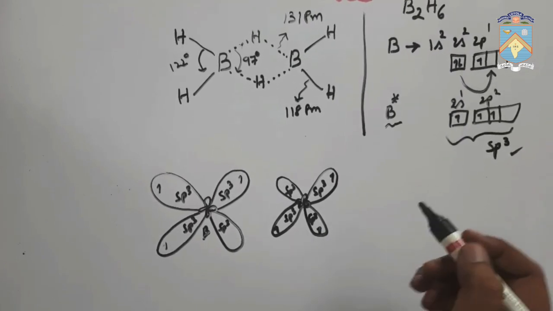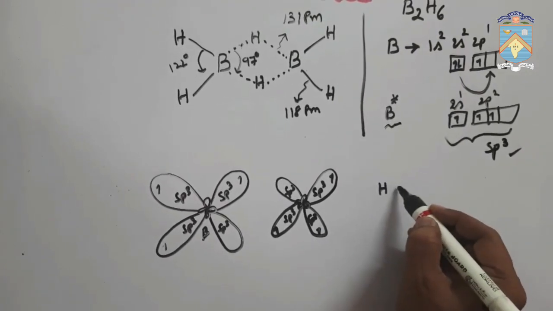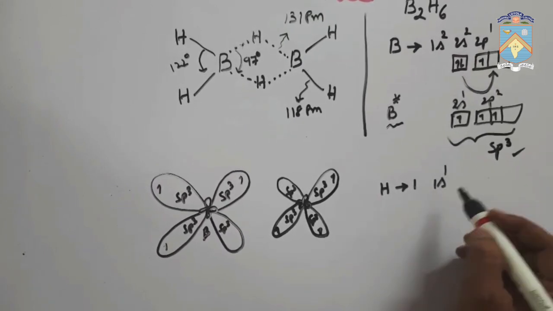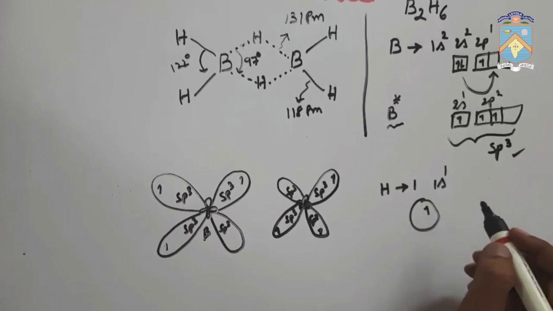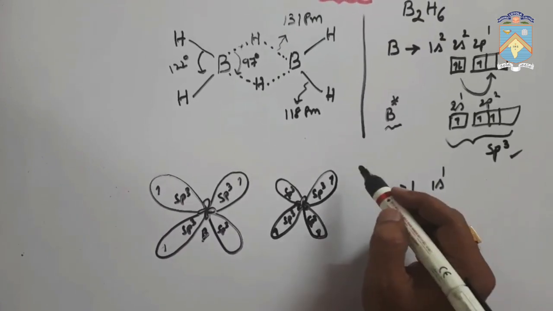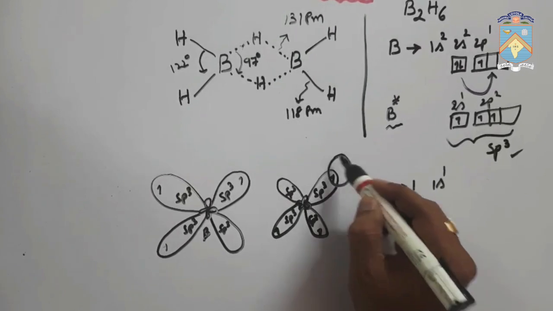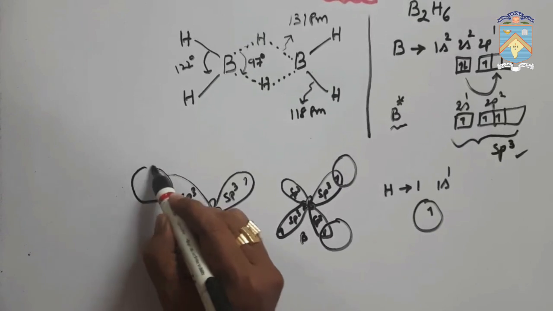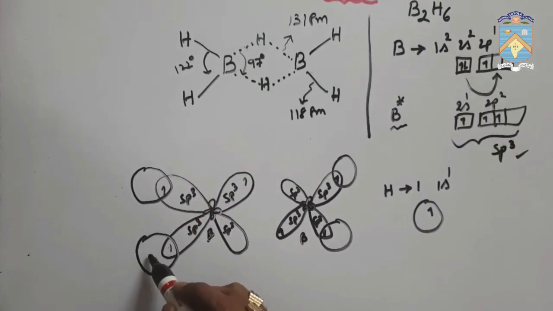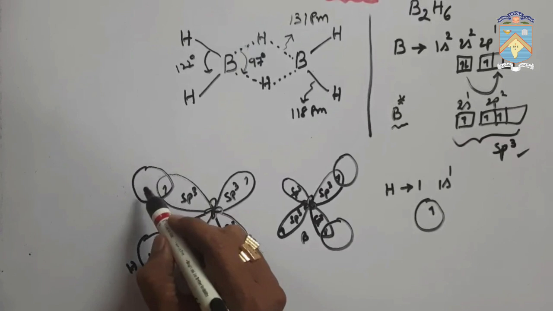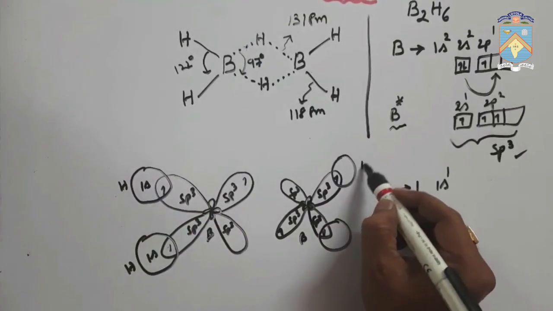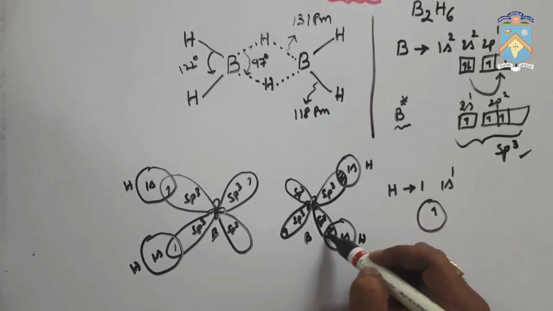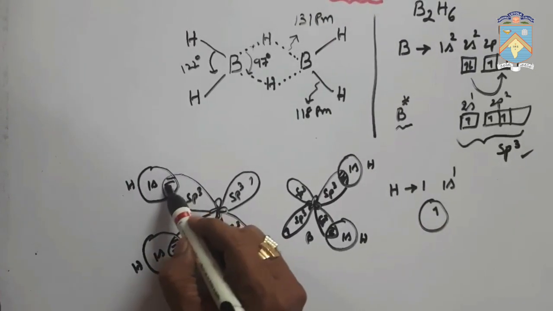Now what are the other orbitals we have? The other orbitals we have are the hydrogen atom 1s orbitals, because hydrogen is having atomic number 1, therefore its electronic configuration is 1s1, therefore it is having half-filled 1s orbital like this. Now this half-filled 1s orbital of hydrogen overlaps with half-filled sp3 hybrid orbitals of boron to form the terminal BH bonds as shown here. So in this way, 4 terminal BH bonds are formed.